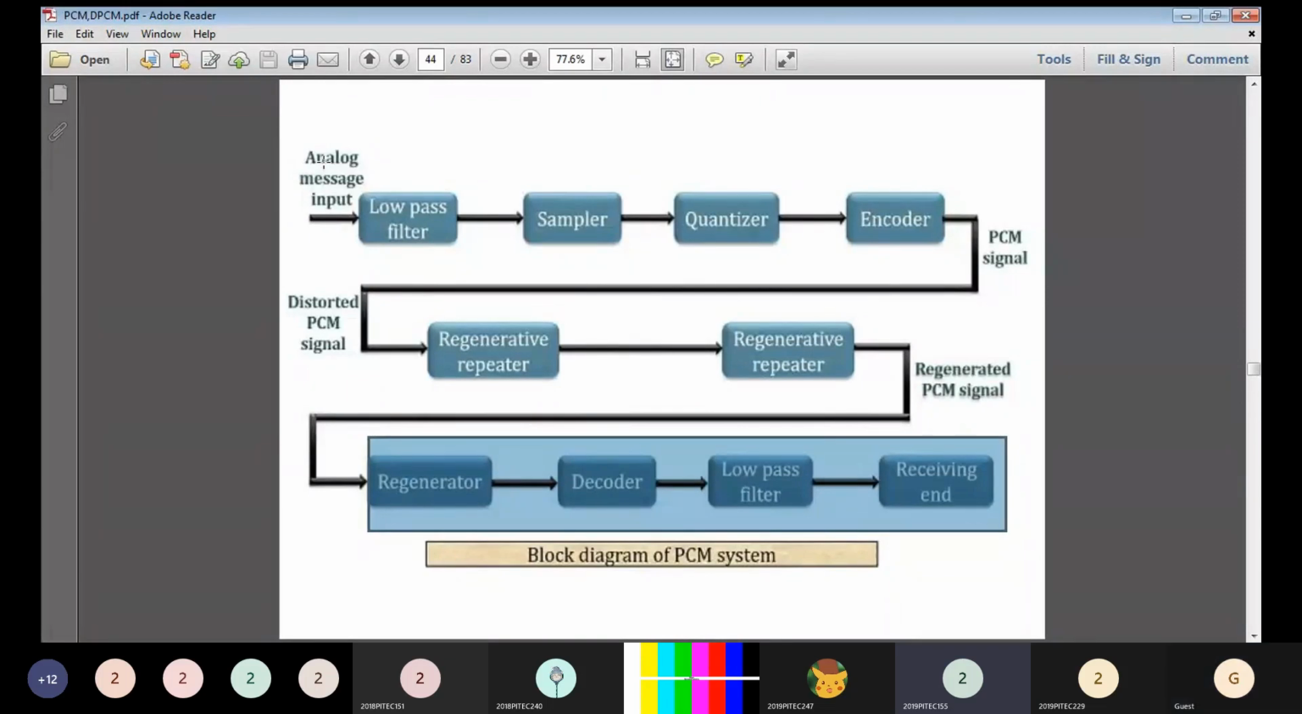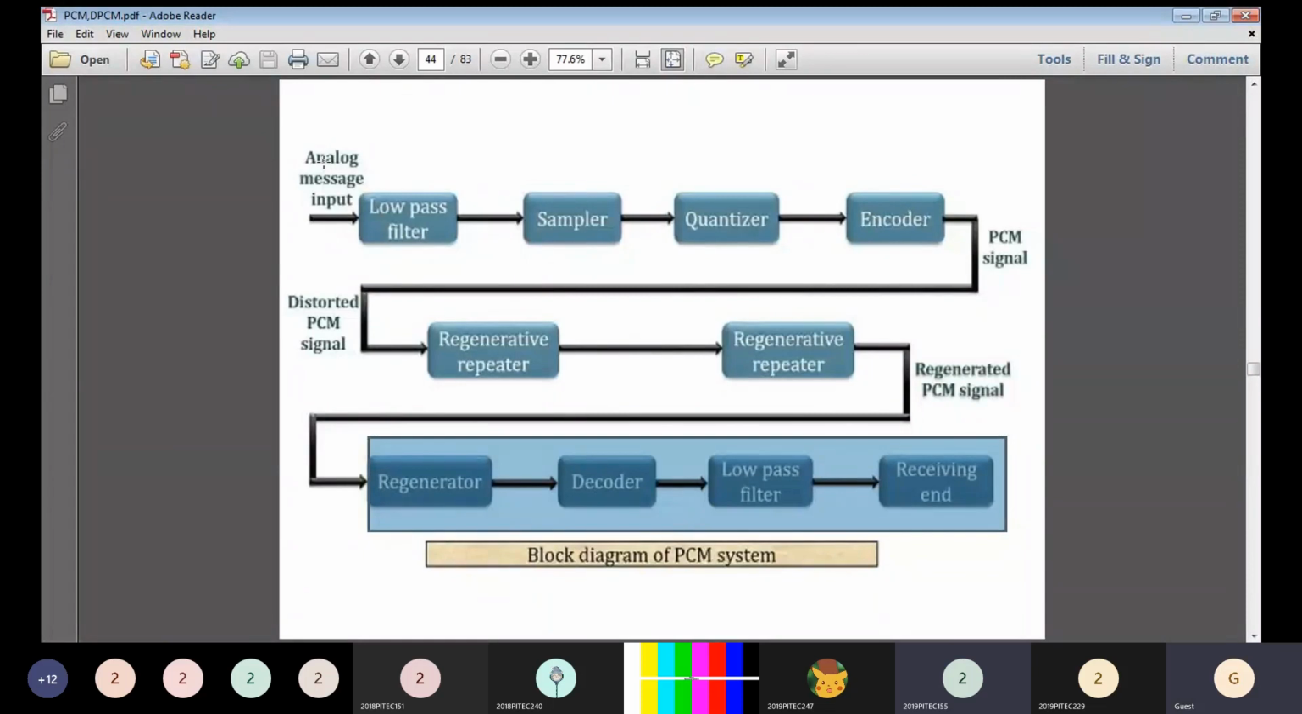Next we have the receiver end, the regenerator. The first block is the regenerator, then it will go to the decoder. Here in the decoder, the digital codes are converted into the respective samples, simply the opposite function of the encoder. Those sampled pulses are reconstructed as a waveform by using a low pass filter.